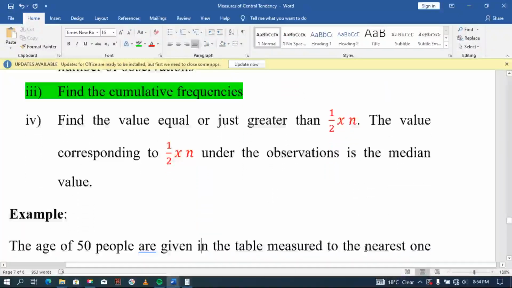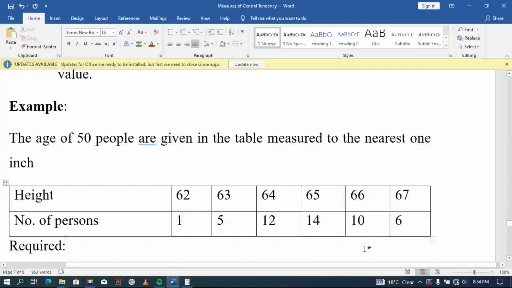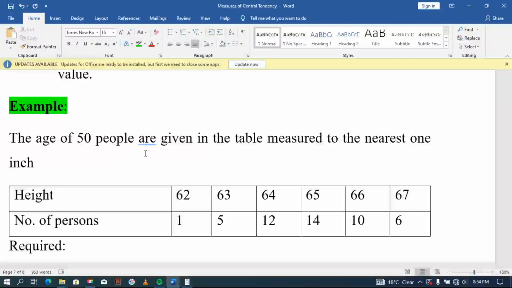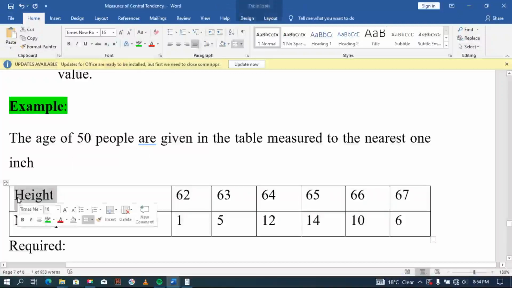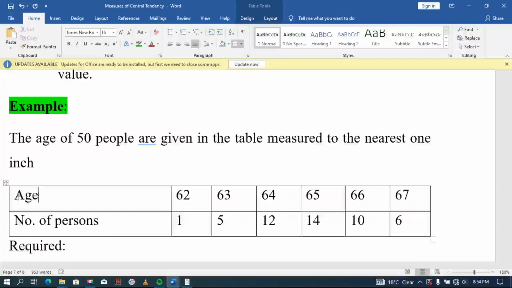So the example says the ages of 50 people are given in the table, measured to the nearest 1 inch. So we have age and then we have the number of persons. Of course, the number of persons is the same as the frequency.